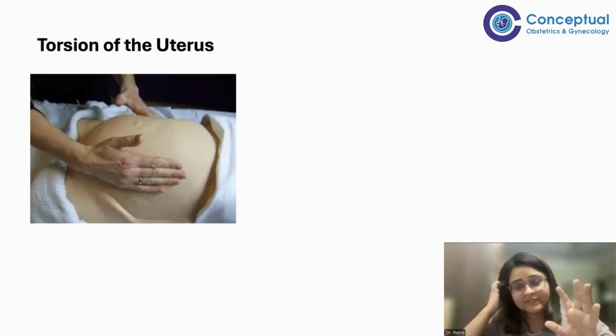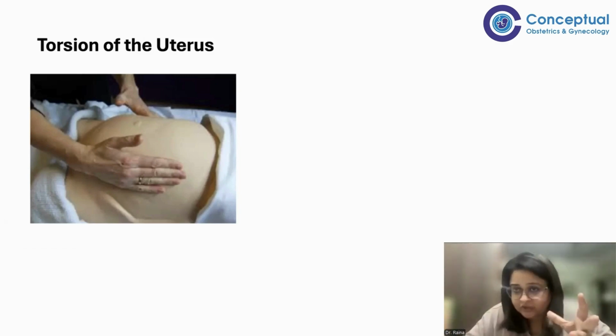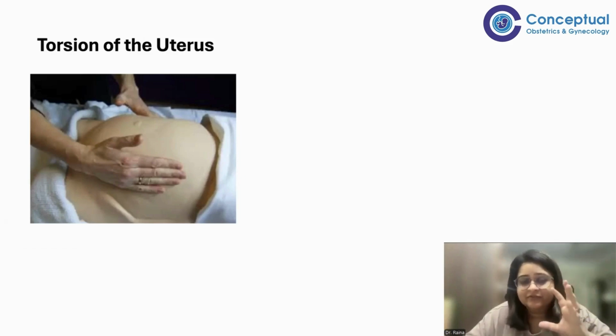I have seen one case of uterine torsion which presented as a 34-weeker patient who had come, surprisingly, not with pain. She had come with severe fetal growth restriction. There was a reversal of diastolic flow. This was when I was doing my residency. She was referred from somewhere with reversal, and she was planned for an emergency cesarean section because of severe fetal growth restriction.